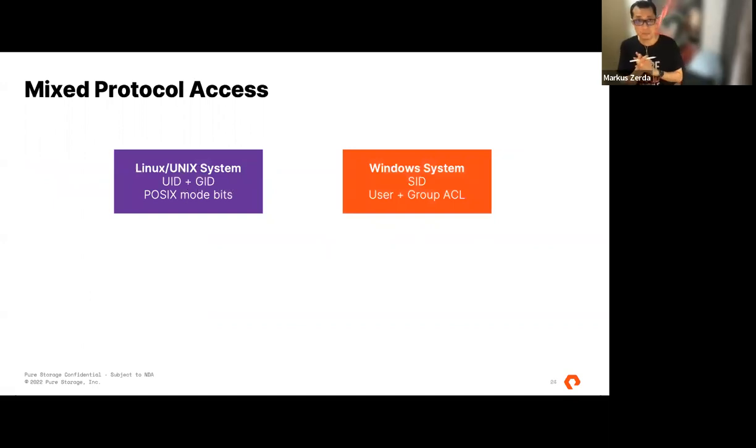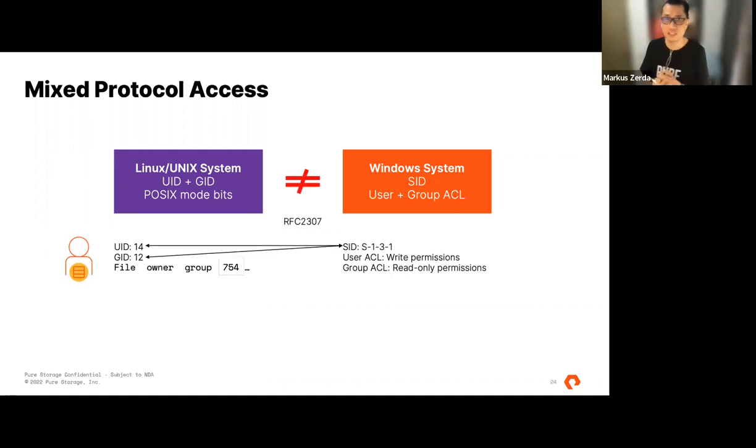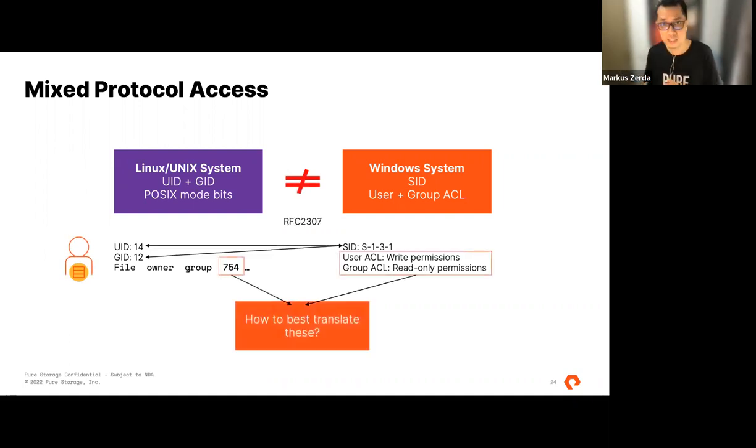Unix and Windows operate very differently when identifying users and permissions. Unix has UID and GID, Windows has SID. And these do not translate to each other by default, so you need to have a specific mapping to make sure that they can understand each other. To map between users in Windows and Unix, again, we only support RFC 2307.